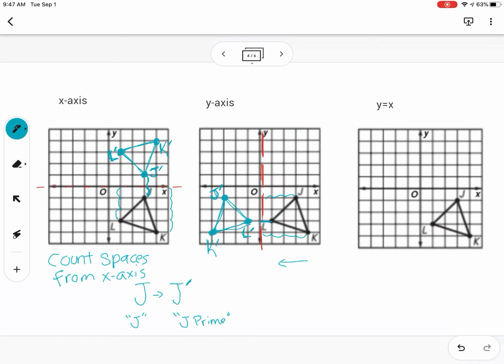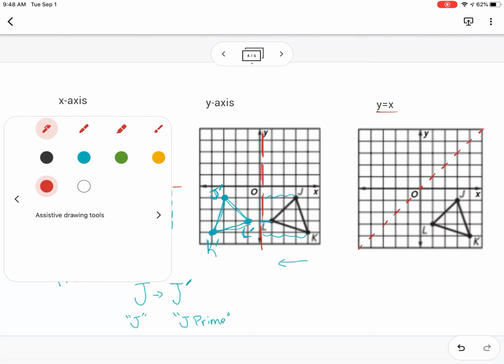So our new triangle is on the other side of the y-axis here. And for the line y equals x, I'm going to draw it. You start in the middle and just hit the corners of all those little boxes there. That's the line you're reflecting across. It'll be helpful to draw that dotted line so you know where to count to.